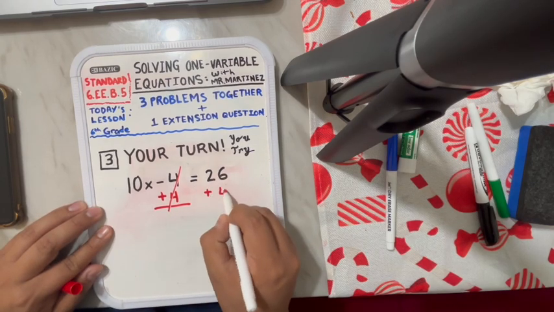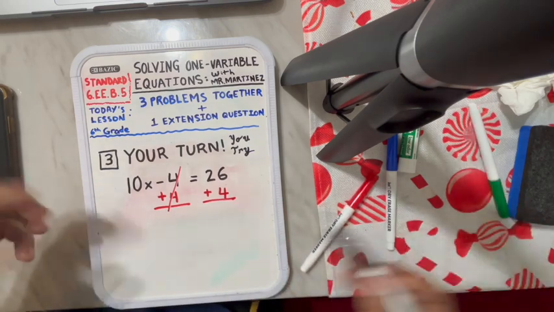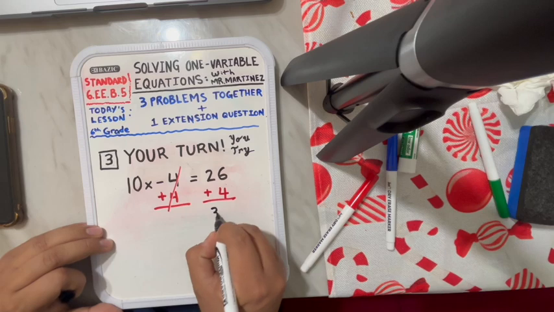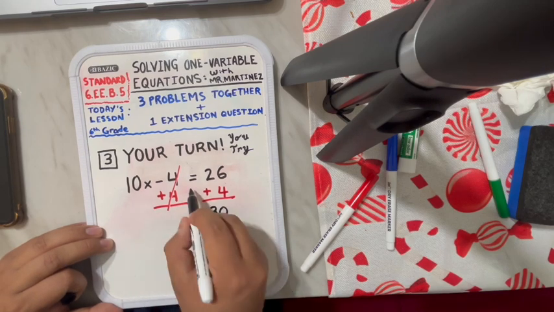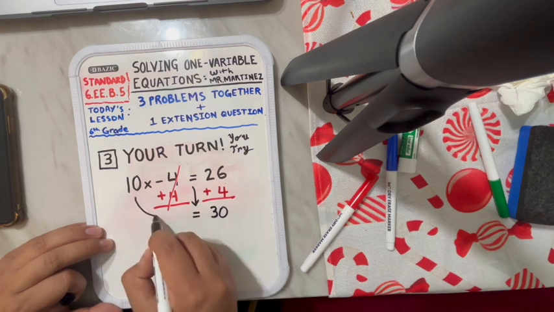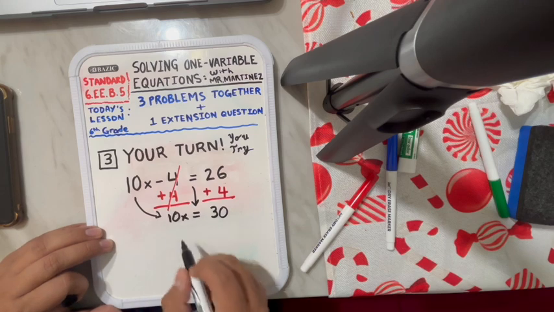Again, so we have 26 plus 4. What does that give us when we add these up? We are given 30. Now don't forget to bring everything down. So we have 10x equals 30.